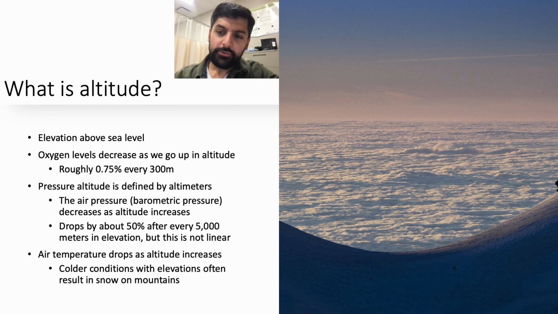Now, air temperature is also very interesting. Often you take a look at a mountain, and at the very top you'll see that there's snow at the peak of the mountain, even when it's relatively warm at the base level. And the whole idea is because air temperature essentially drops as altitude increases. So the higher up we go, the colder it gets.